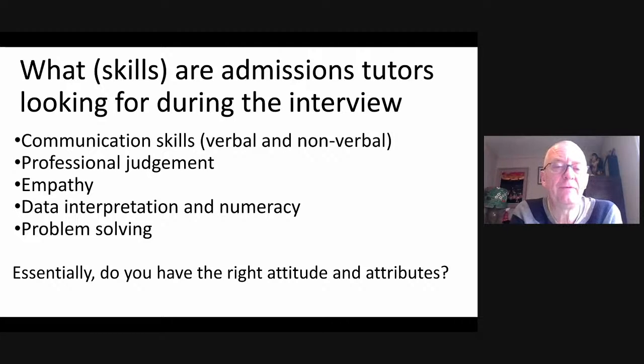Professional judgment, I think that'll be covered later today. Empathy, really important. You've got to be able to put yourself in the position of your patient. Really, really important to do.